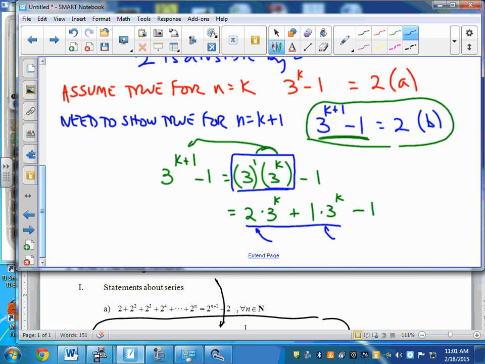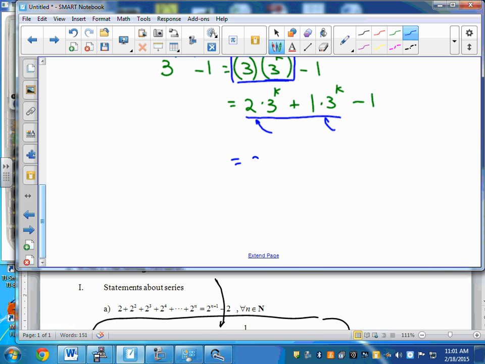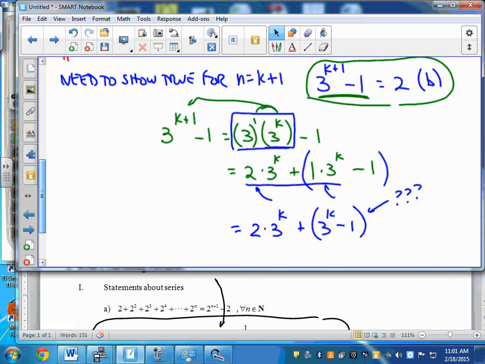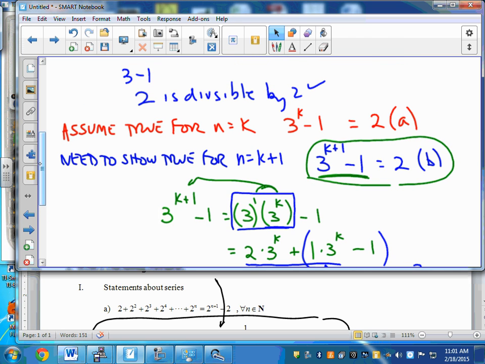Okay, and then I'm going to look at it this way. This is the same as 2 times 3 to the k. Now, what is this little bit back here? This is 3 to the k minus 1. And what do we know about 3 to the k minus 1? Do we have a fact about that? Did we assume anything about 3 to the k minus 1? We assumed that 3 to the k minus 1 was, in fact, 2 times something.